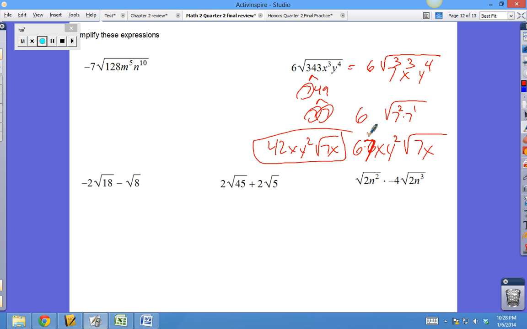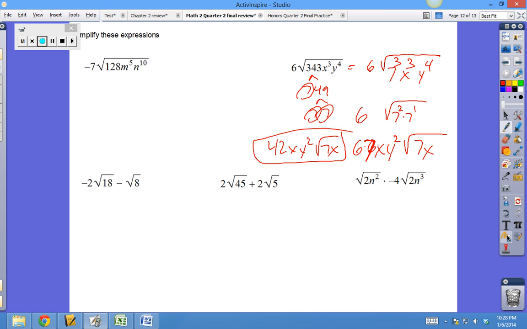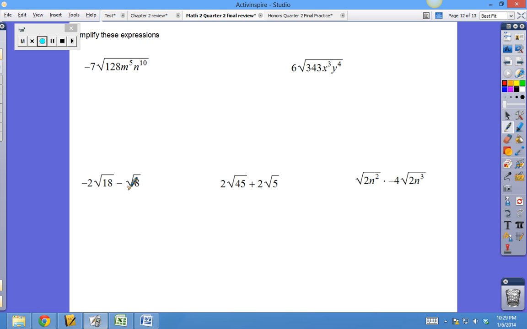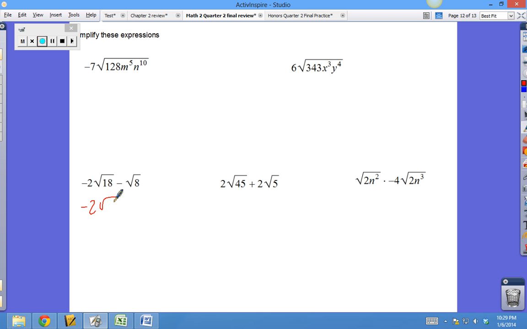Okay, the next few. Now we're going to start to do add and subtract, times and divide, and that is where we left off right before Christmas break. So now this one is kind of an add problem. So negative 2 square root of 18 plus a negative 1 square root of 8. So in front of the square root of 8, there's kind of an invisible 1. Okay, the 18 I know is going to be a 9 and a 2. And a 9 is a 3 and a 3.